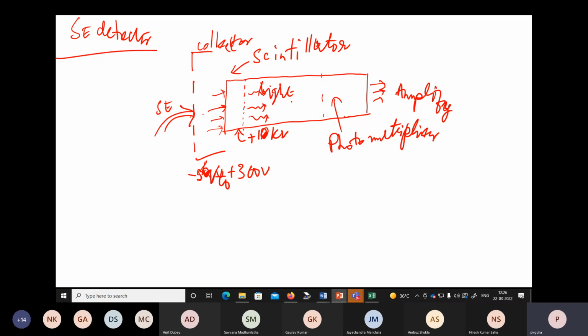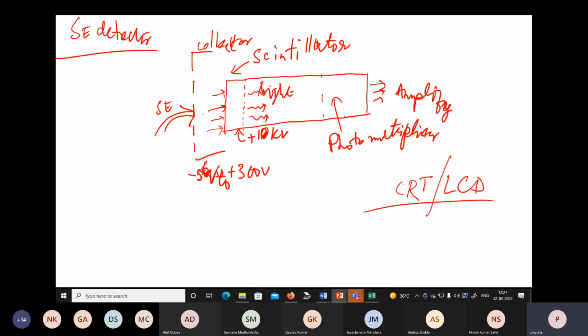This light will be guided and multiplied by the photomultiplier. Ultimately that again generates electrons, and those electrons will be amplified, and ultimately they will form an image on a cathode ray tube or LCD display. Okay, so this is how you generate the image of your surface.